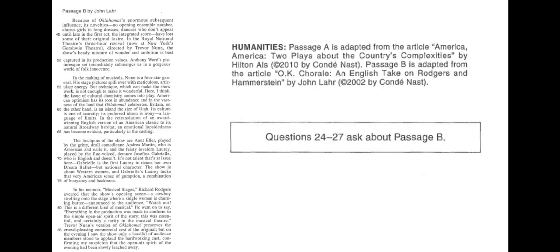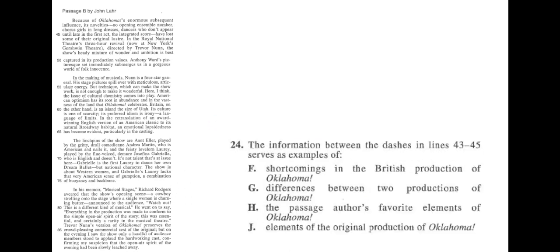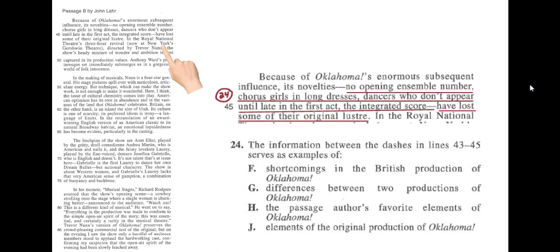Okay, now we're moving on to passage B questions, 24 to 27. So if you haven't read this, pause and read it first before going on. Question 24, the information between the dashes in lines 43 to 45. So right here, right? You see those dashes right there, and down. There's the first one. There's the next one. Anyway, no opening ensemble number, chorus girls in long dresses, dancers who appear until late in the first act, the integrated score have lost some of the original luster. It's a little bit of a tricky question. It's not necessarily differences between 2 productions.